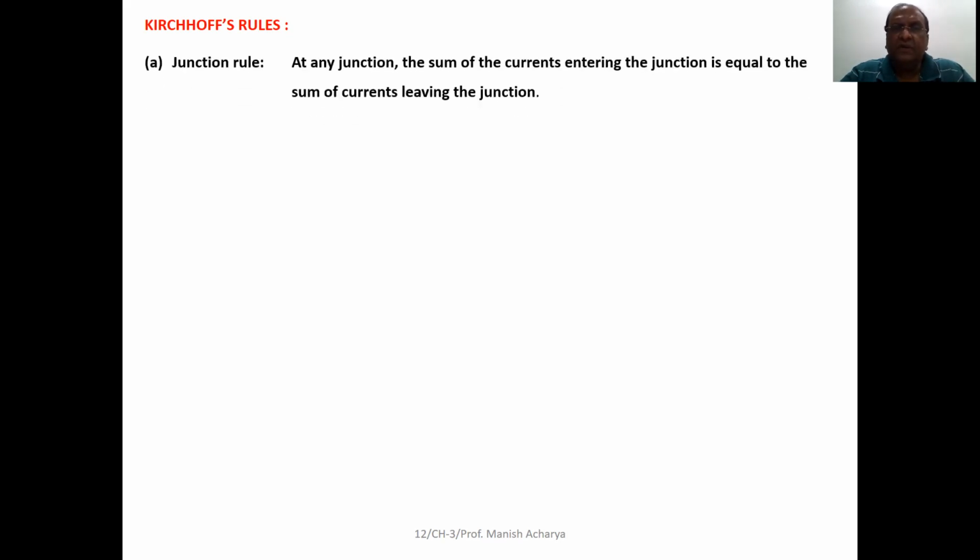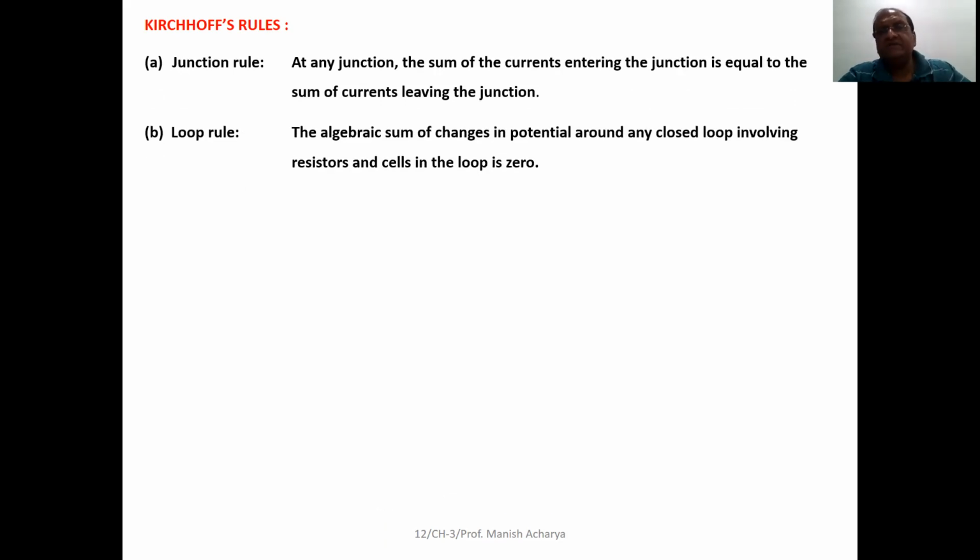Now, there are two rules suggested by the scientist Kirchhoff. One is known as the junction rule and another one is known as the loop rule. The junction rule suggests this: at any junction in the given network, the sum of the currents entering the junction is equal to the sum of the currents leaving the junction.